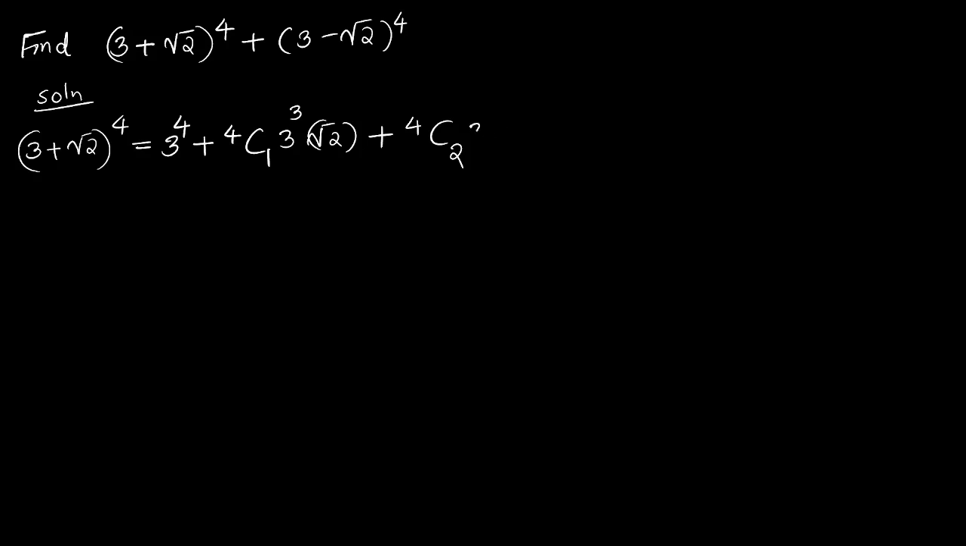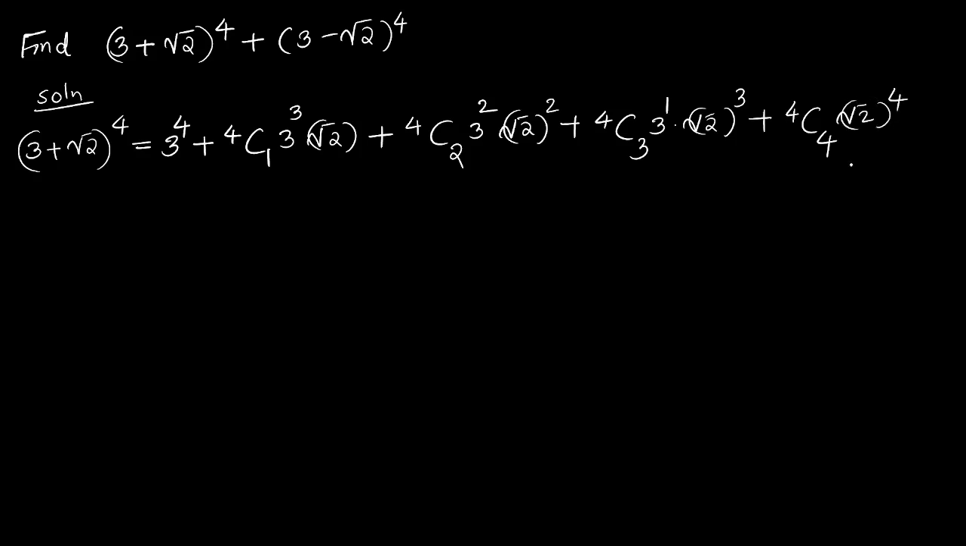3 cube becomes 3 square. Root 2 becomes root 2 square. 4C2, after 4C2 you will get 4C3. 3 square becomes 3 raised to 1 and root 2 cube. After 4C3 you will get 4C4. NCN will be the last term. 3 disappears. Root 2 cube becomes root 2 raised to 4. This will be the last term.